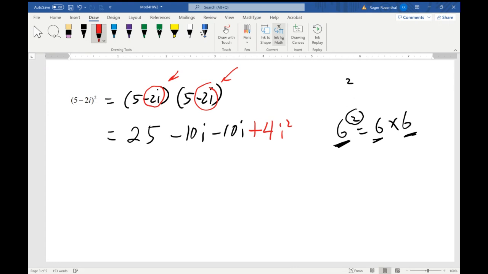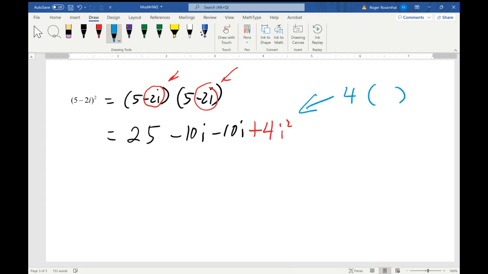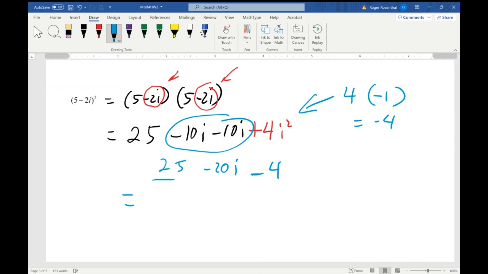Now, just like last time, I'm going to deal with that term first. So this is equal to 4 times i squared, but i squared is -1, so we'll end up with -4. The middle term, we get -20i. And the first term, of course, is 25. And then 25 minus 4 is 21. So we will have 21 minus 20i. It's a little hard to read. 21 minus 20i.